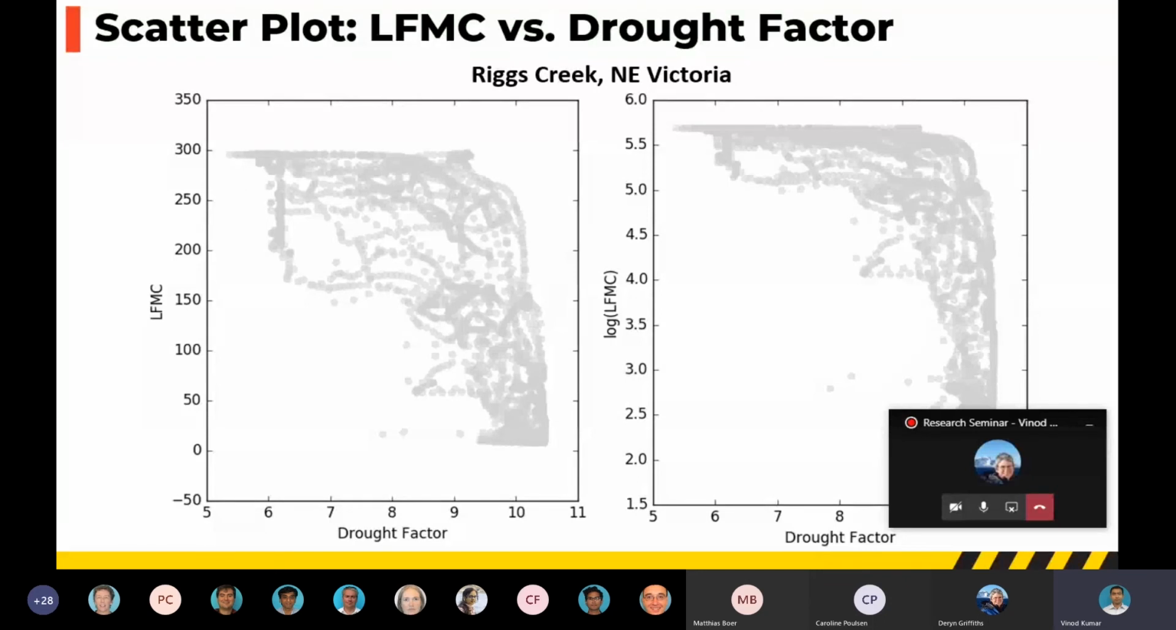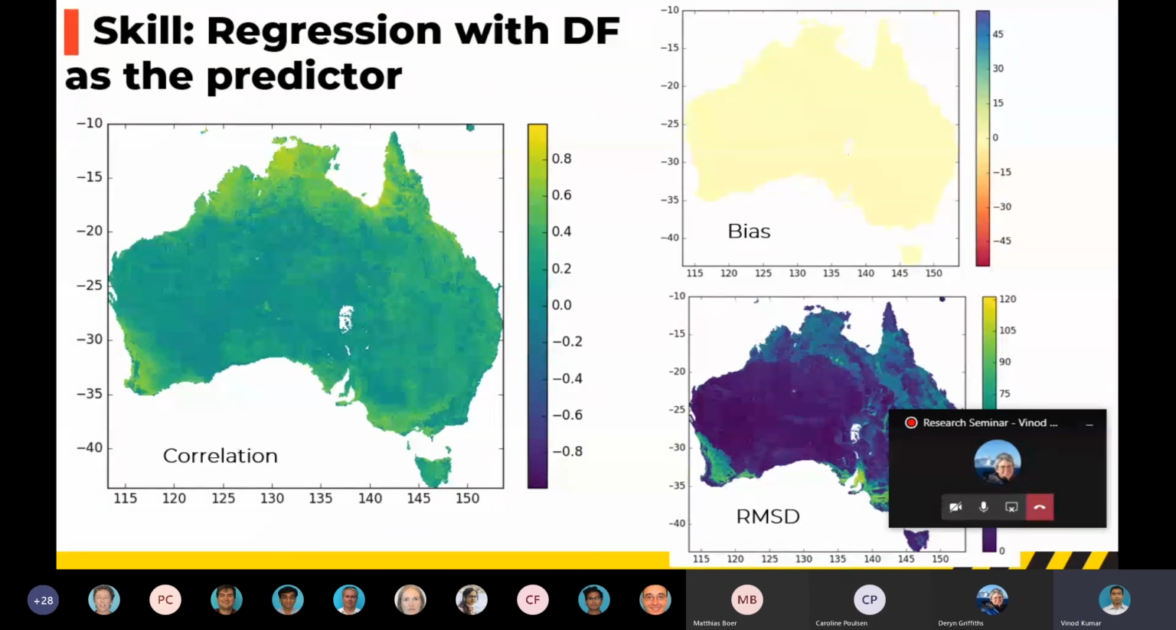So I applied a log transformation to the live fuel moisture content data before deriving any regression relationship, just to compress this, because LFMC is positive definite and open-ended data. We, however, present the results only after transformation back to the original unit. So this is just some skill scores we estimated after using drought factor as the predictor for live fuel moisture content.